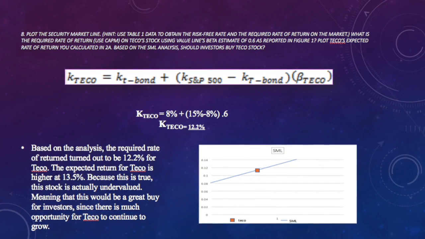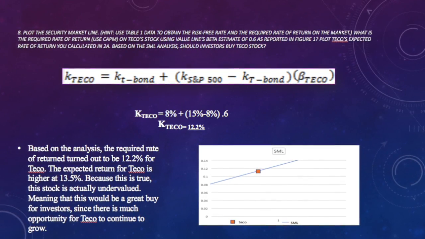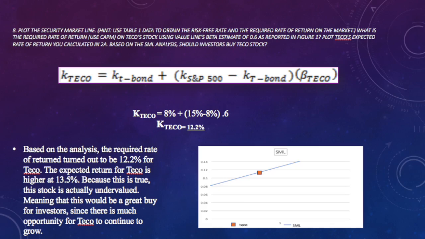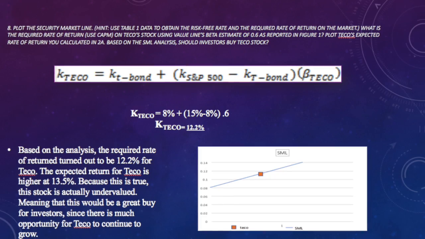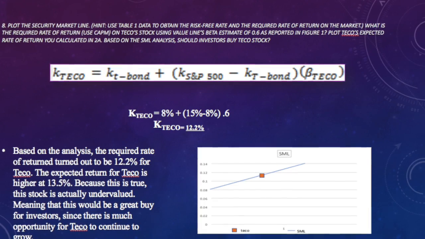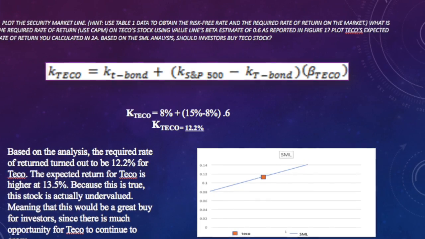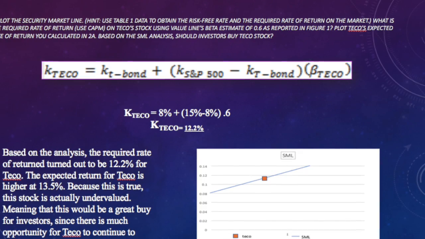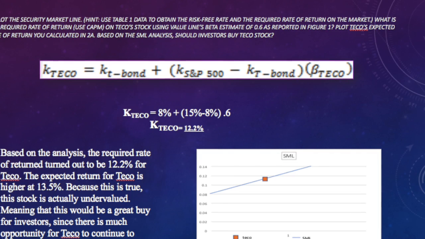Question 8. What is the required rate of return on TICO stock using Value Line's beta estimate of 0.6? So based on this, the required rate of return turned out to be 12.2% for TICO. The expected return is higher at 13.5%. Now, because this is true, the stock is actually undervalued, meaning that this would be a great buy for investors since there's much opportunity for TICO to continue to grow.